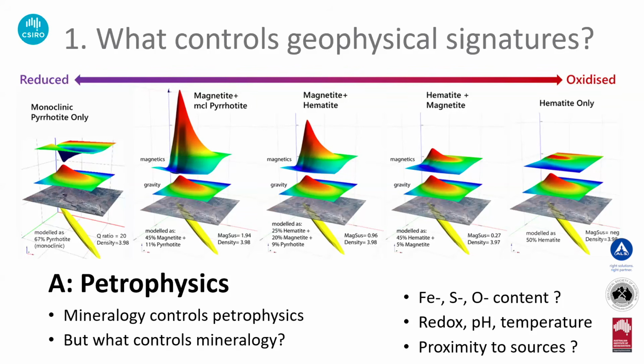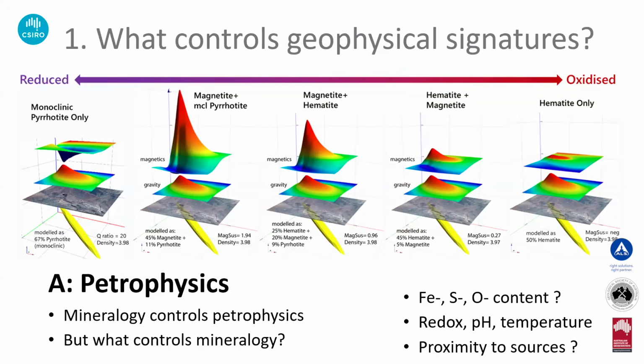So what controls geophysical signatures? I think that the short answer is petrophysics. Mineralogy controls petrophysics. What controls mineralogy? Lots of different things, obviously. So the main things in terms of magnetics are going to be iron, sulfur, and oxygen content. But then you're also getting into things like redox, pH, temperature, proximity to source. There's a whole bunch of things going on, right? But what this slide really shows is you can have a deposit with the same density, and it's got different proportions of magnetic minerals. You get a very, very different outcome.